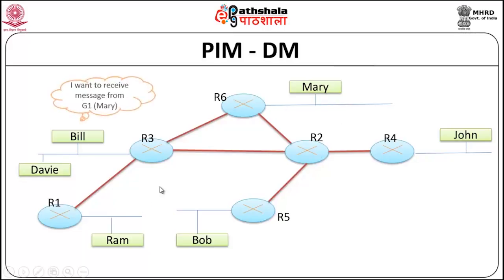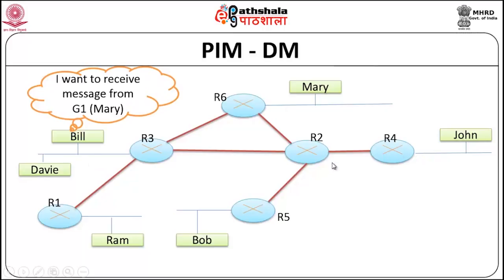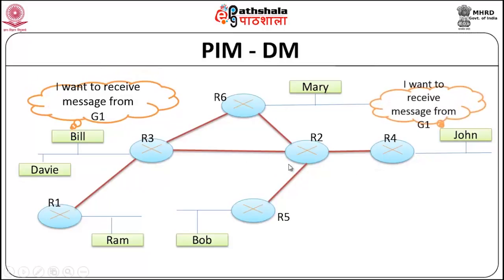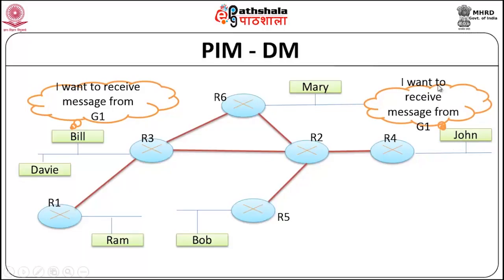Now let us say Bill and John also want to receive messages from this. So, they will have to inform their respective designated routers, their first hop routers, that they are interested in receiving this message. So, I want to receive messages from G1. This information is given by Bill to R3, which is its designated router, and this will be done through the IGMP protocol. There is no effect of PIM in this. So, Bill would have informed R3, and R3 knows that it would like to receive messages from G1. Similarly, let us say John also wants to receive messages from G1. So, he informs that to R4.